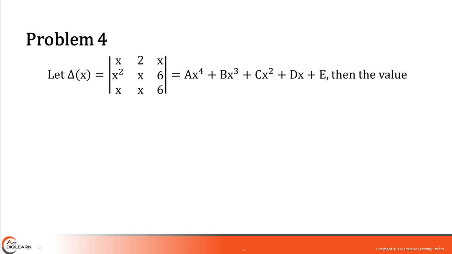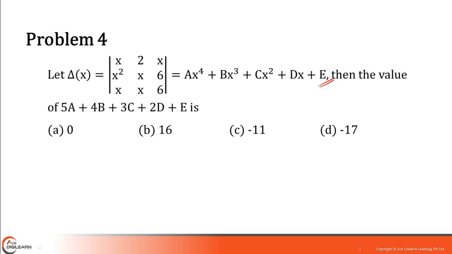Next question: let delta x be a determinant of order 3 by 3, which after expansion is given as a polynomial of degree 4. Then find the value of 5a plus 4b plus 3c plus 2d plus e. Options are 0, 16, -11, -17. For solving this problem, we can apply the differentiation of determinant concept.